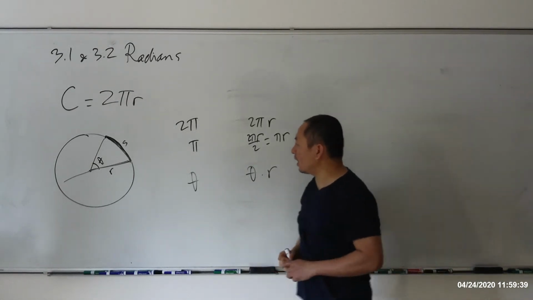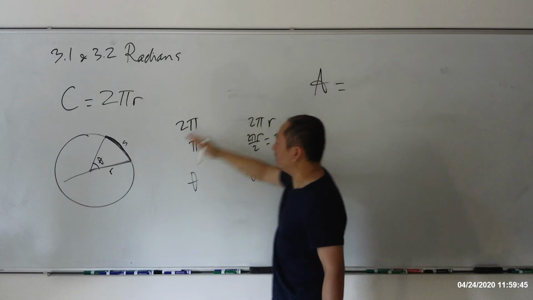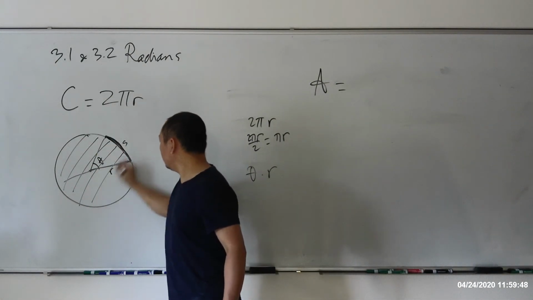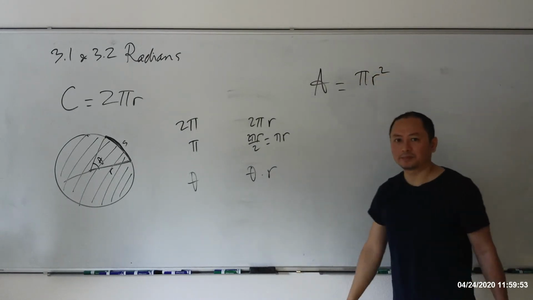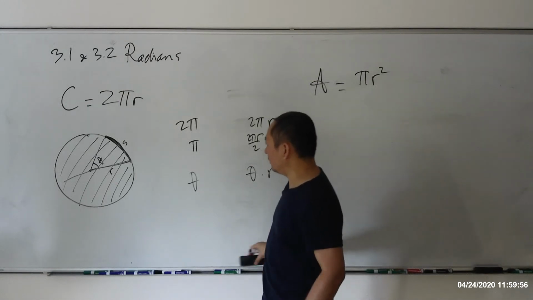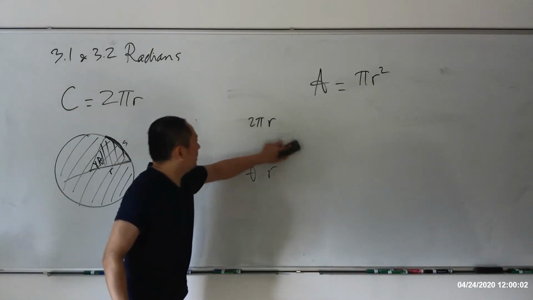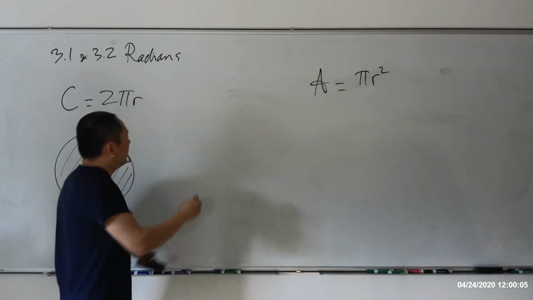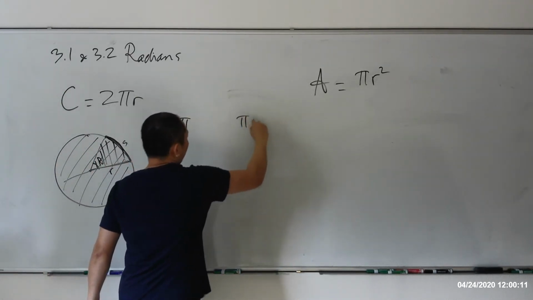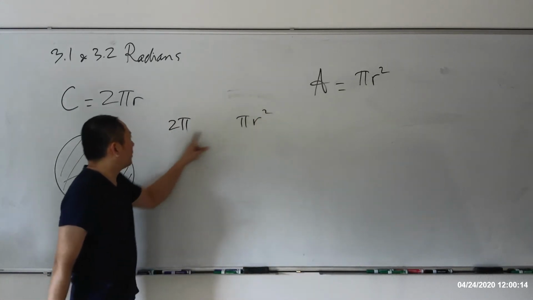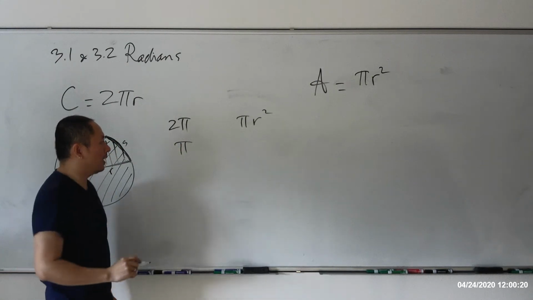Similarly, now let's talk about the area. The area for the entire disc right here, as you all know, is equal to pi r squared. Now we're going to figure out the area for that little piece of slice, and we're going to derive the formula the same way as for the entire circle. The angle is 2 pi, the area is pi r squared. For half a circle, the angle is 1 pi. By the way, 1 pi is 180 degrees.